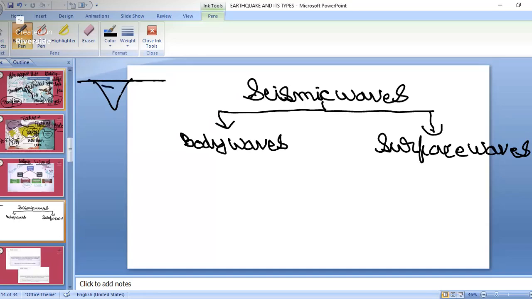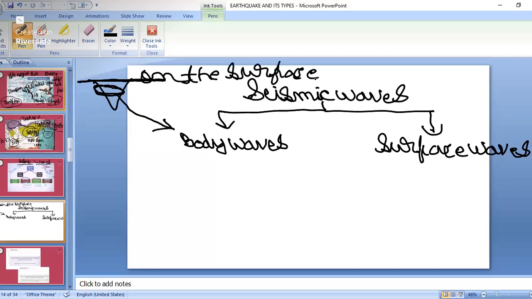So in the interior part of the Earth, when we have earthquakes and waves are formed, those waves are known as what? Body waves. And when waves form on the surface of the Earth, those waves are known as the surface waves.